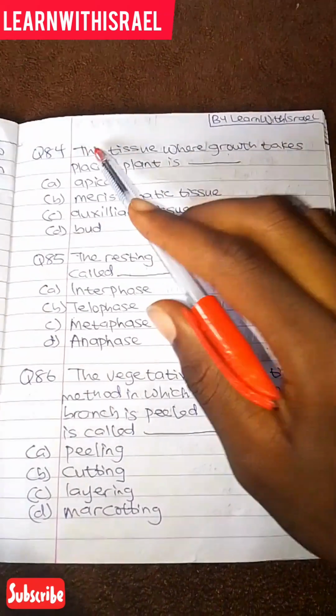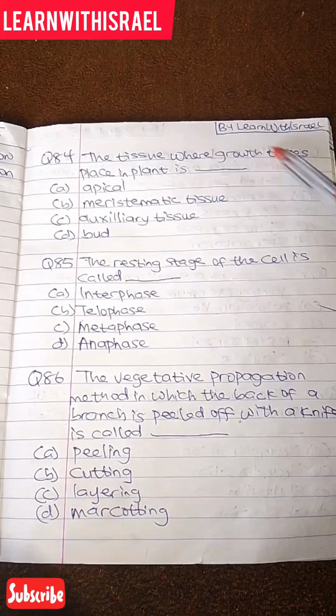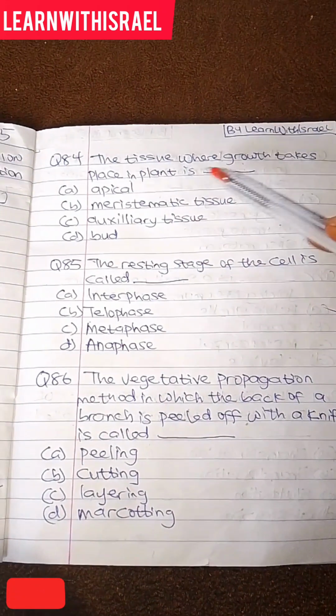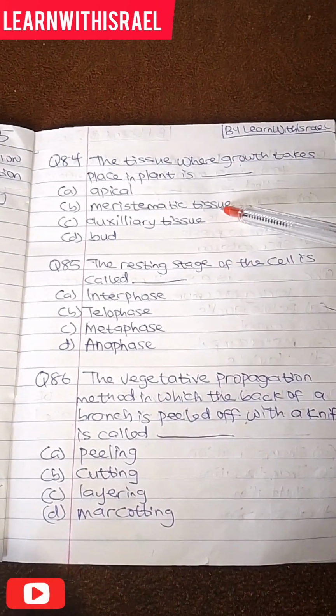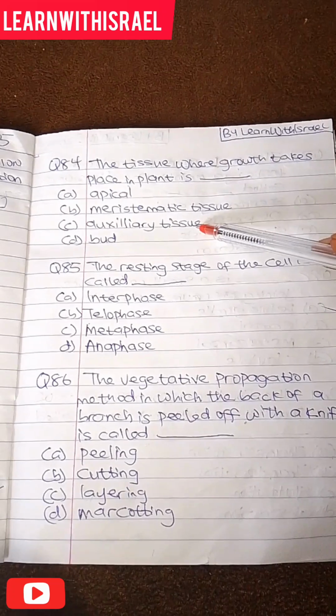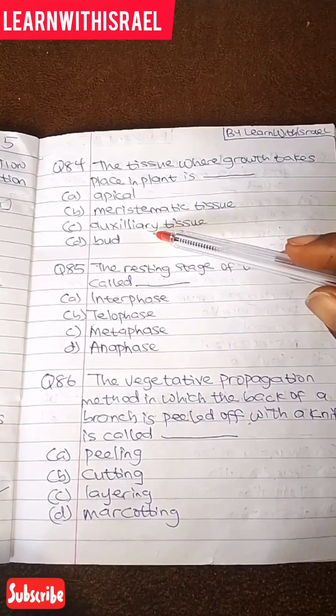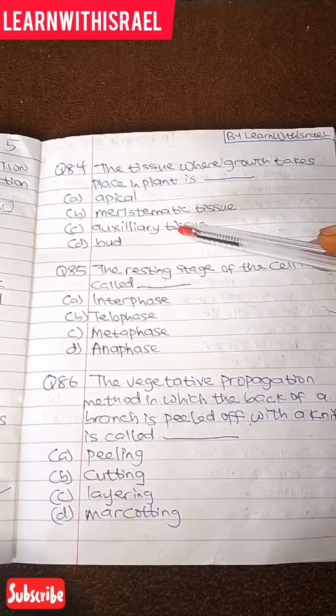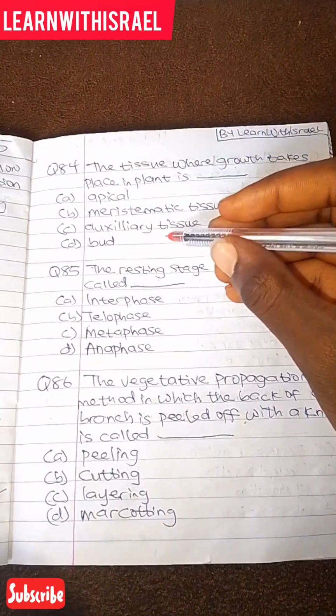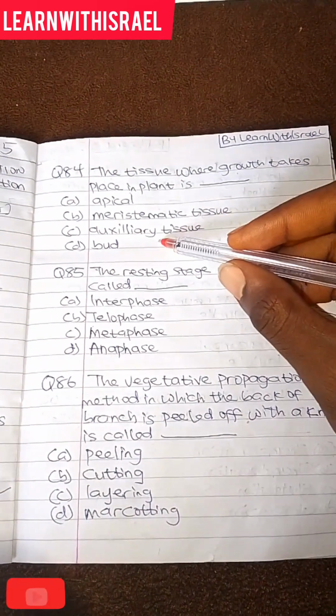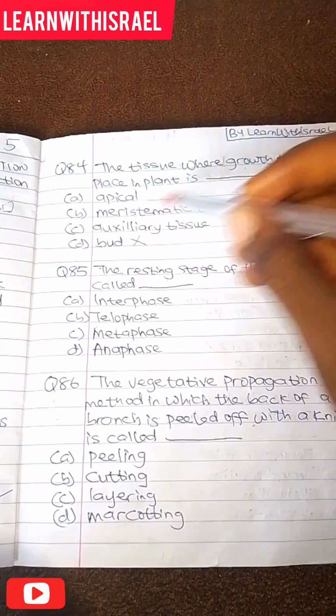Question 84. The tissue where growth takes place in plant is dash. A. Apical. B. Meristematic tissue. C. Auxiliary tissue. D. Bud. So let's start from bud. Bud contains meristematic tissue but not actual tissue where growth takes place. So option D is wrong.